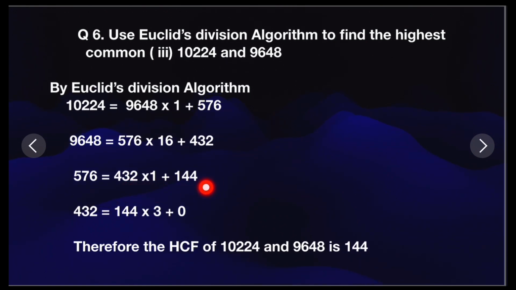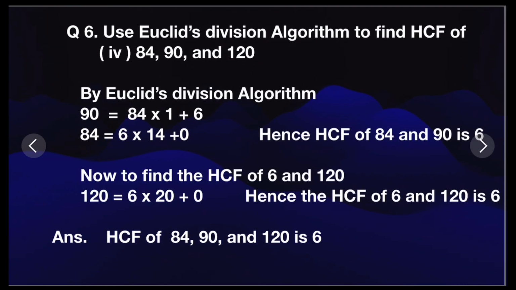Again it's not equal to 0. Again this number becomes the dividend and the remainder becomes the divisor, and divide it, you will get 3 as the quotient and 0 as the remainder. So this divisor 144 becomes the HCF of these two numbers. Now here there are 3 numbers and we have to find the HCF of all 3.